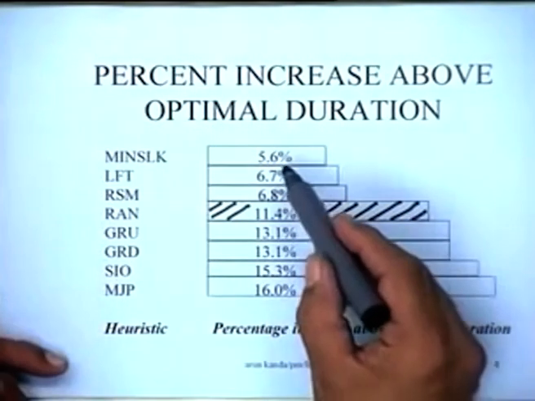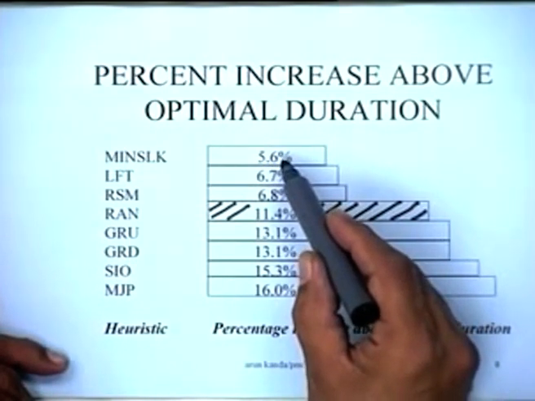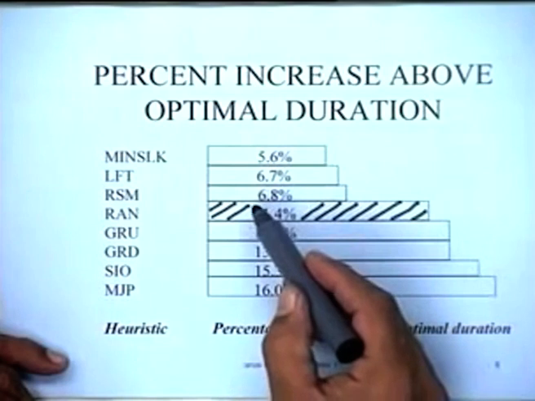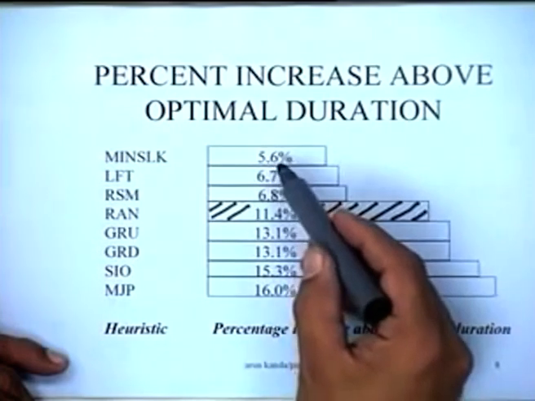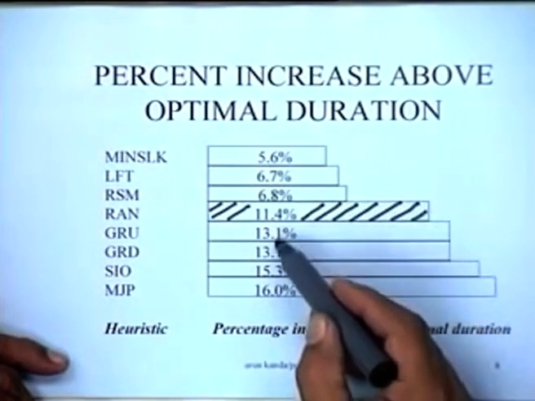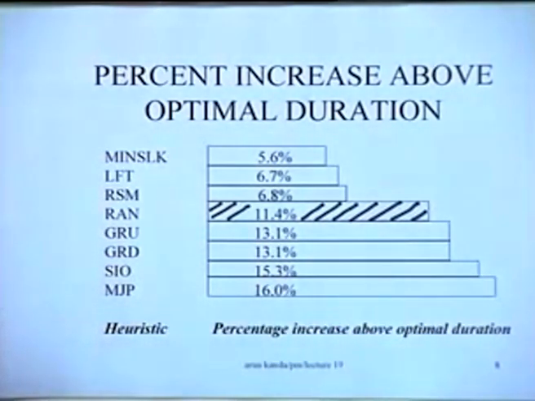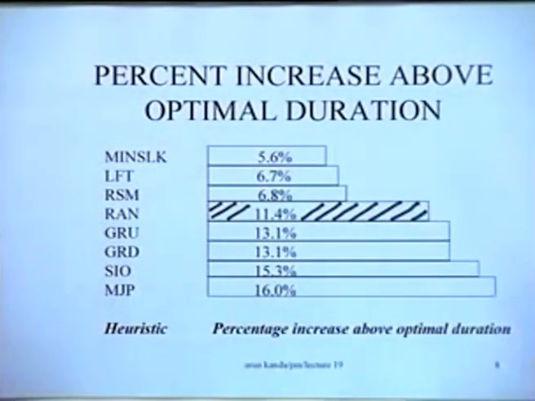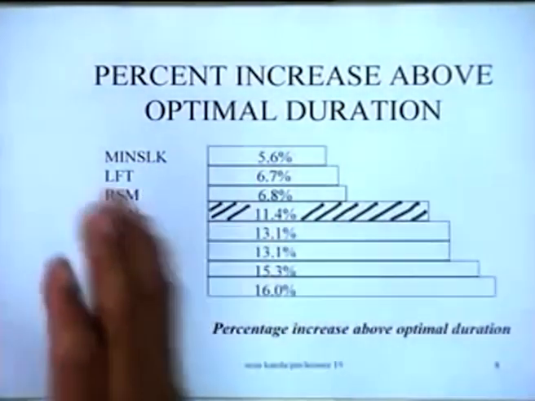So really speaking, the min slack rule gave an increase in optimum duration of only 5.6% above the optimum, LFT 6.8%, RSM 6.8%, so they were fairly close and pretty good and better than random. And then if random is taken as a boundary, these were all much higher, 13.1%, 13.1 and going up to 16%. So this could be a kind of guideline as to which particular rule to use. Obviously, the conclusion here is that rules based on min slack or latest finish times are generally performing the best as far as the heuristics are concerned.